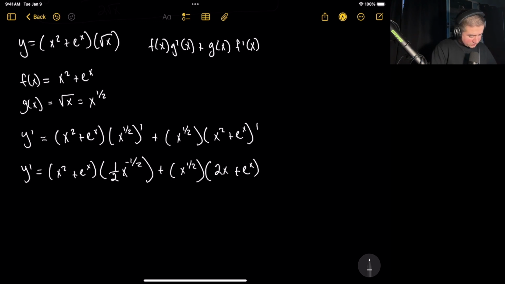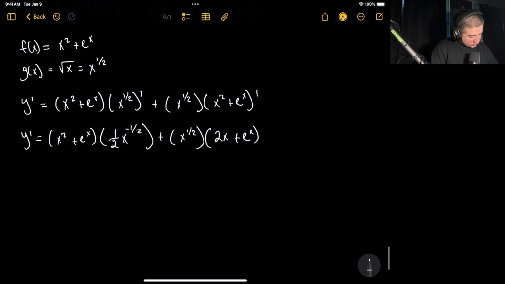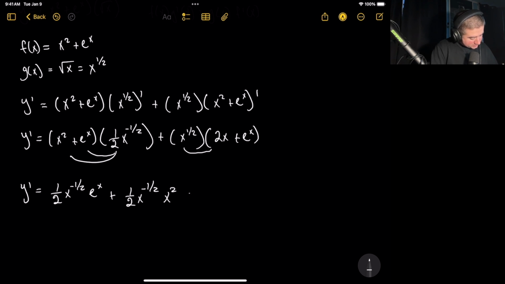So now we've taken the derivative, and we can simplify further by distributing this term over to the two terms over here on the left. So we're going to have y prime is equal to half x to the power of negative 1/2 times e to the power of x, and then plus half x to the power of negative 1/2 times x squared. And now we will distribute this x to the power of 1/2 over to the two terms on the right. So we're going to have plus x to the power of 1/2 times 2x, and then plus x to the power of 1/2 times e to the power of x.